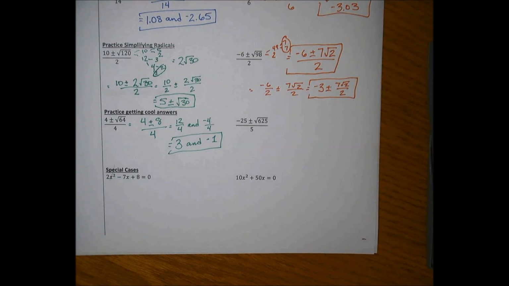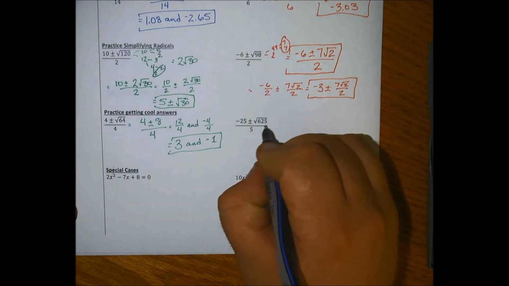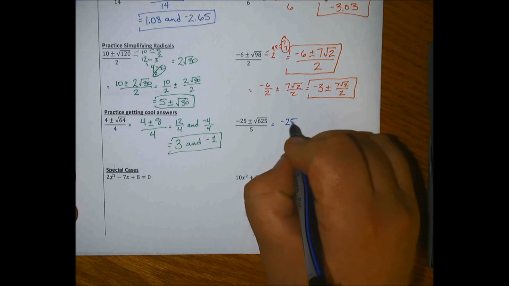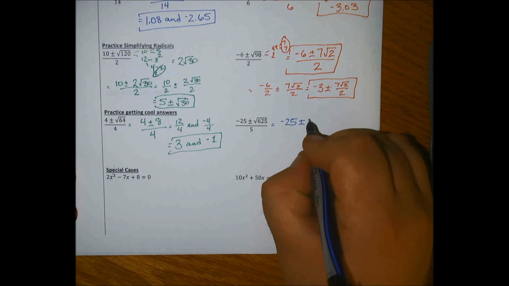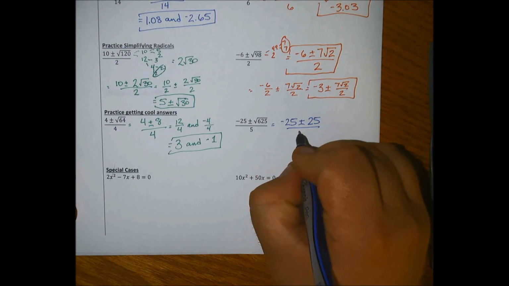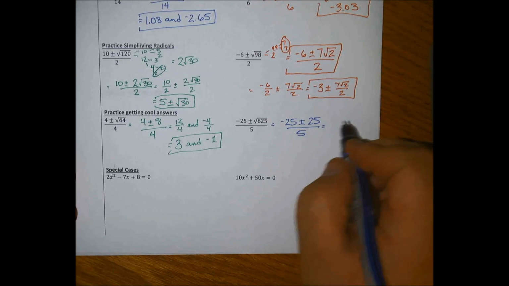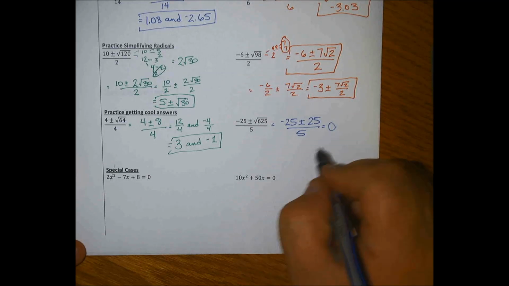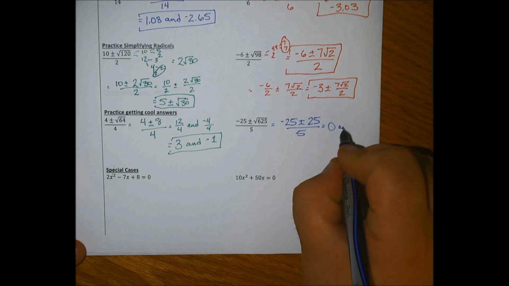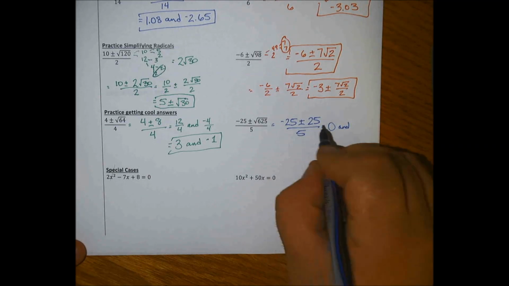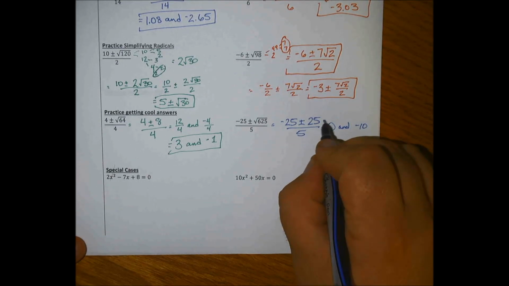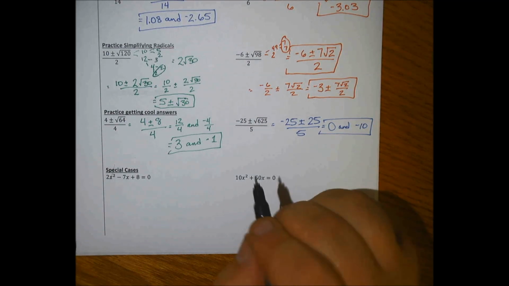All right, welcome back. Hopefully you had a chance to get that one done. What's the square root of 625? Well, that's a tough one, but it is a cool answer. It's 25. So what you actually end up with, you go negative 25 plus 25, you get 0 over 5, which is 0. And negative 25 minus 25 is negative 50. Divided by 5 is negative 10. So those should be your two answers there.